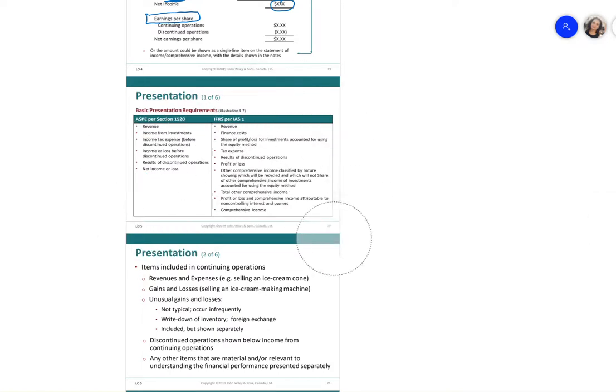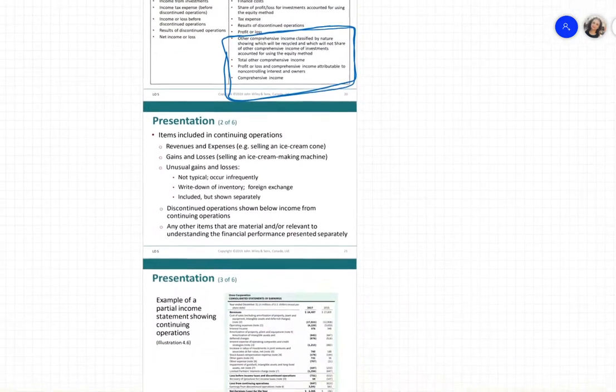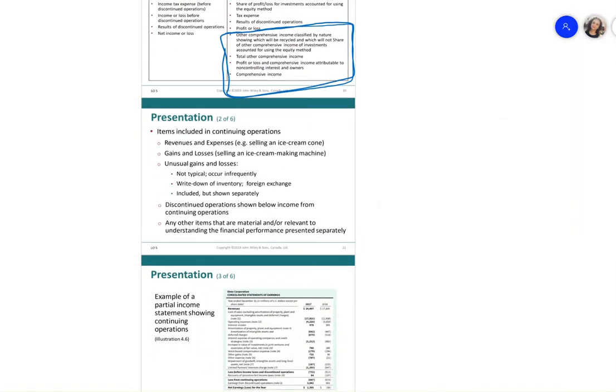But the only difference between the two is that under IFRS we have other comprehensive income, which is your unrealized gains and losses. Any fair value OCI investments go to your other comprehensive income. Now going further with your presentation, these are some of the examples they're showing for continuing operations.